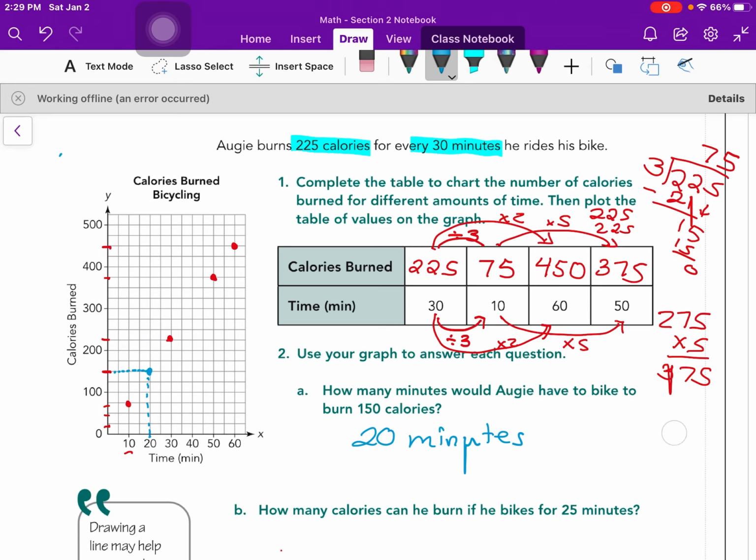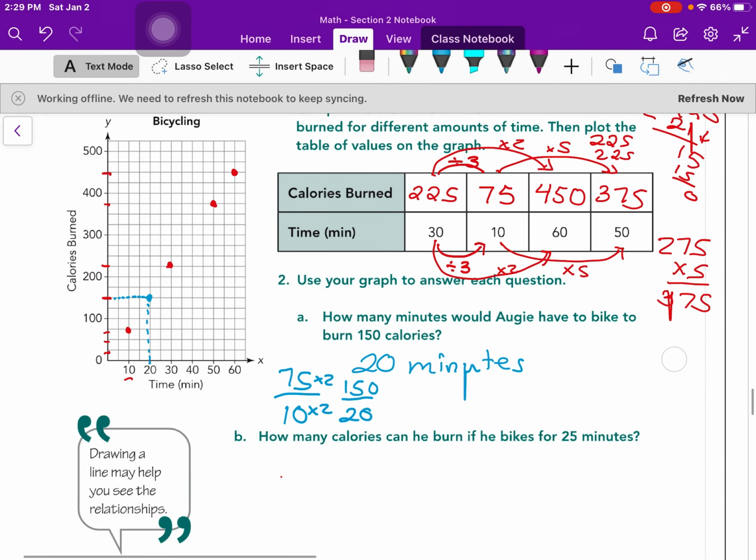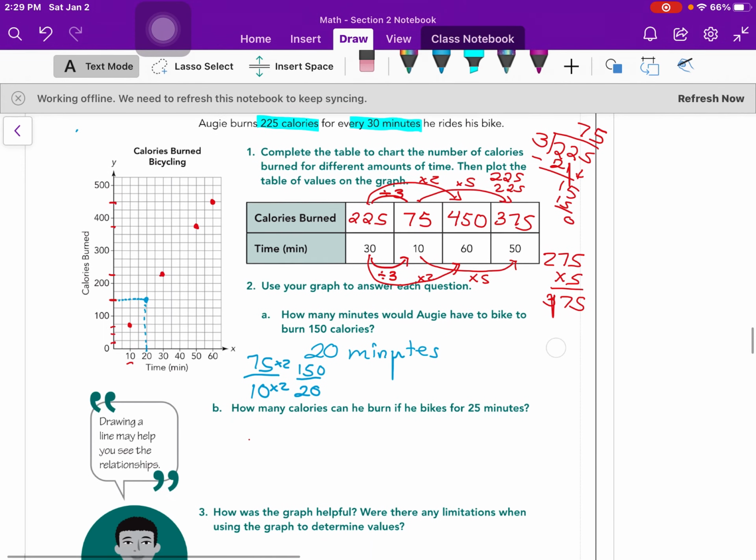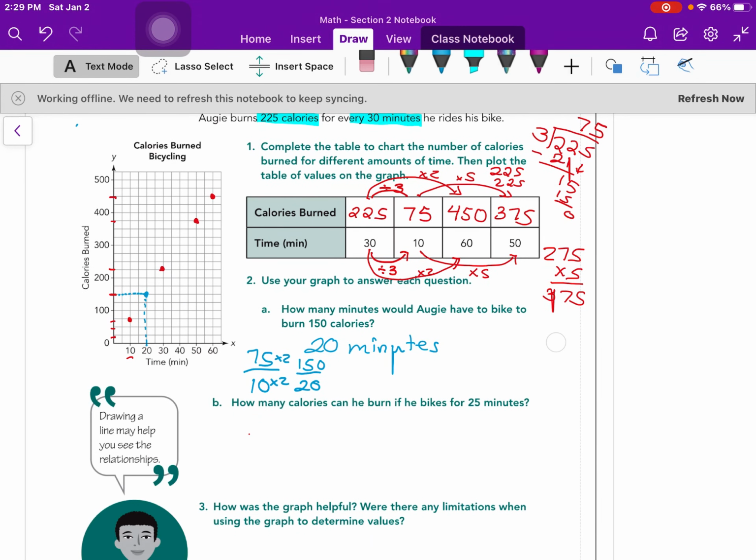And just to see if that for sure makes sense, if he can do 75 calories in 10 minutes, I want to know how many he can do in 20. I'm going to scale up by multiplying by 2, and 75 times 2 is in fact 150. So yes, that does make sense. How about B? How many calories can he burn if he bikes for 25 minutes?